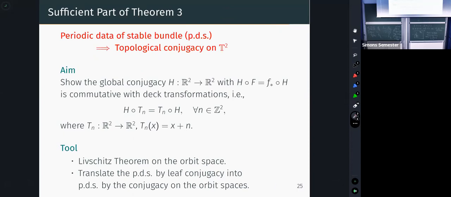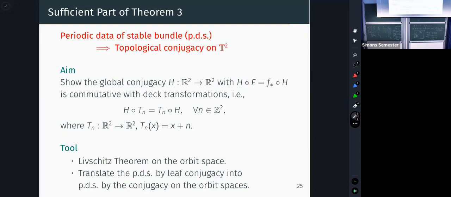I will give an illustration of the main ideas for the proof of the topological conjugacy. We want to show that you have periodic data along the stable bundle, to show that we actually have the topological conjugacy on T2. Right now we already have the global conjugacy in the universal cover and you have these commuting things. But the question is, how could we make the conjugacy on R2 commute with the deck transformation? That's what we want to show. If you have this commuting with the deck transformation, then you already have the conjugacy on T2.